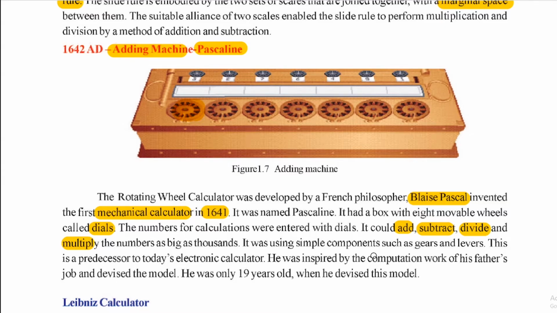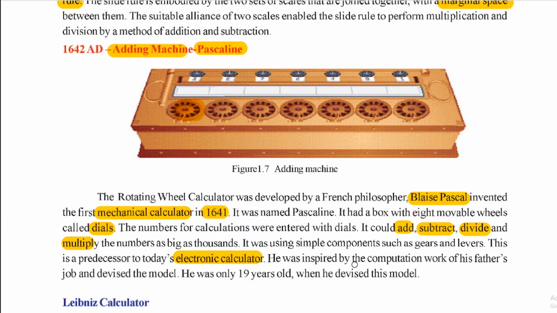It was using simple components such as gears and levers successively. So we have a gear and lever, means same thing you repeat 3 times. So it is like multiplying. So 3 into 6 means add 6 3 times. So that is the gear and levers. In the same gear, we repeat. Using that technique, it is able to perform addition, subtraction, multiplication. And this is a predecessor to today's electronic calculators. Today's electronic calculator is almost the same as this earlier one. So we were inspired and we designed today's calculator.